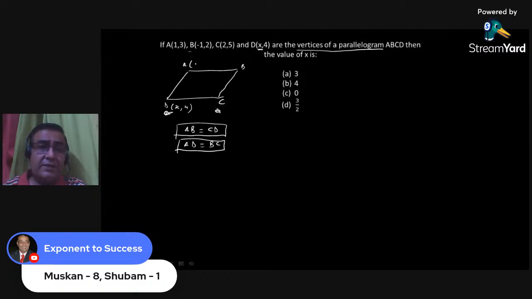Now A is 1 comma 3, B is minus 1 comma 2, C is 2 comma 5. So let me find AB. AB will then be equal to the square root of x minus 1 whole square plus 4 minus 3. What am I doing? Sorry, my mistake.